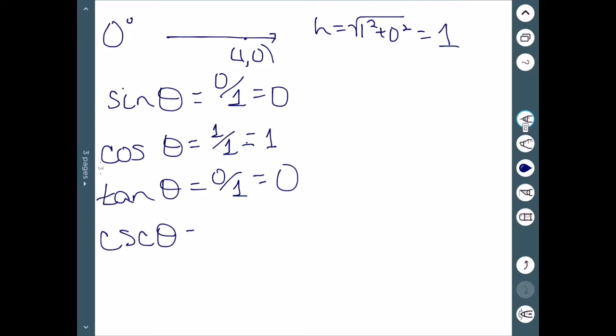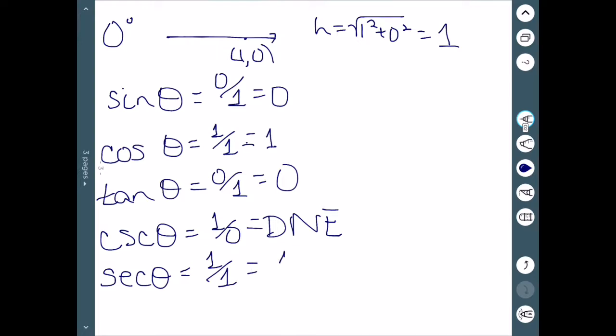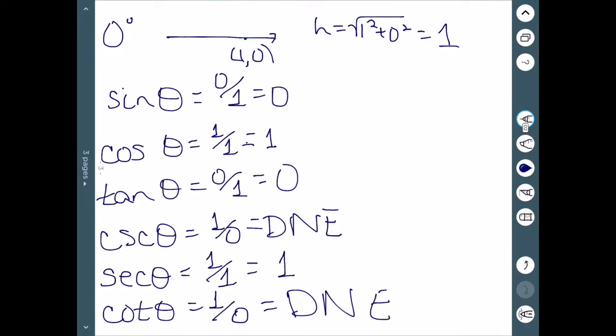Cosecant of theta is hypotenuse over opposite, and since we can't divide by 0, we just say that this value does not exist. Secant is then hypotenuse over adjacent, which is also 1. And then cotangent is adjacent over opposite, which once again divides by 0. So cotangent of 0 does not exist.